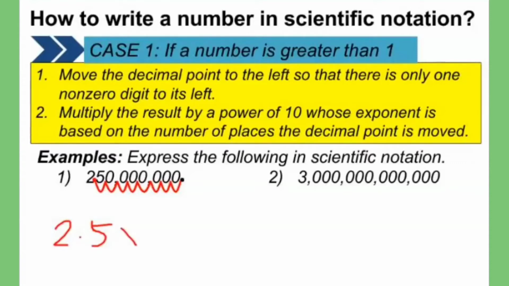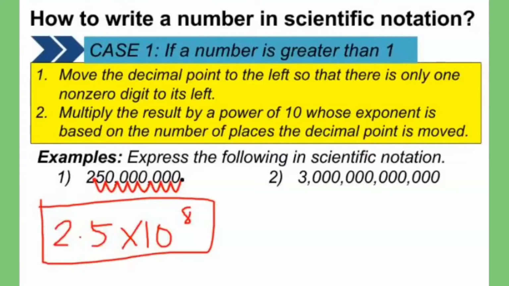Then we multiply it to a power of 10. At yung exponent ng ating power of 10 ay nakadepende kung ilang decimal places natin na move ang ating decimal point. So kung babalikan natin, hanggang sa 8 decimal places natin na move ang ating decimal point. So therefore, our exponent should be equal to 8. And this is now the scientific notation of 250 million.